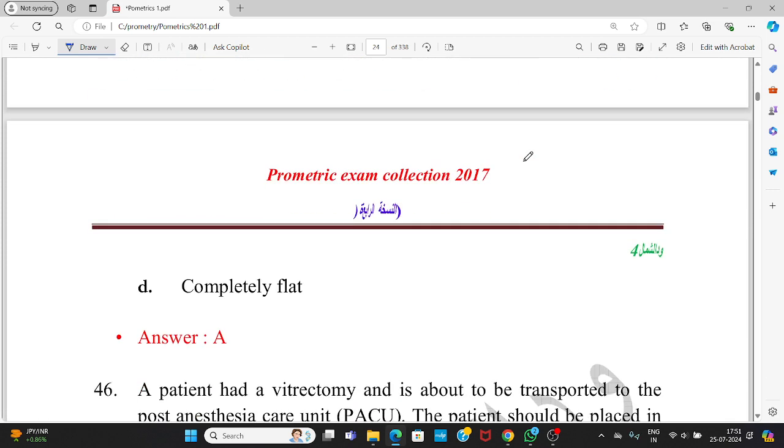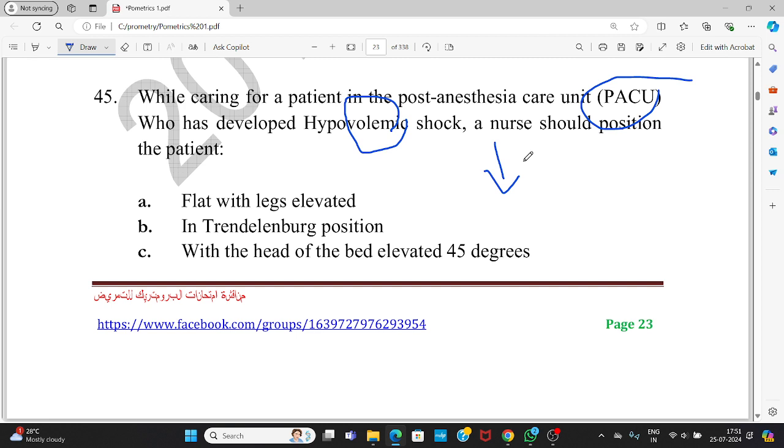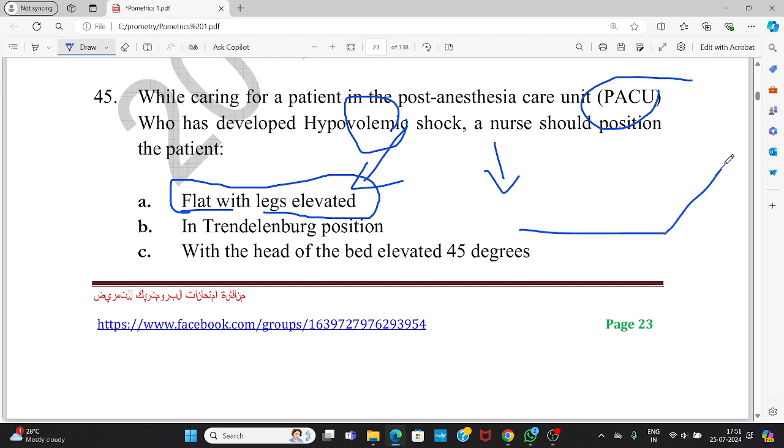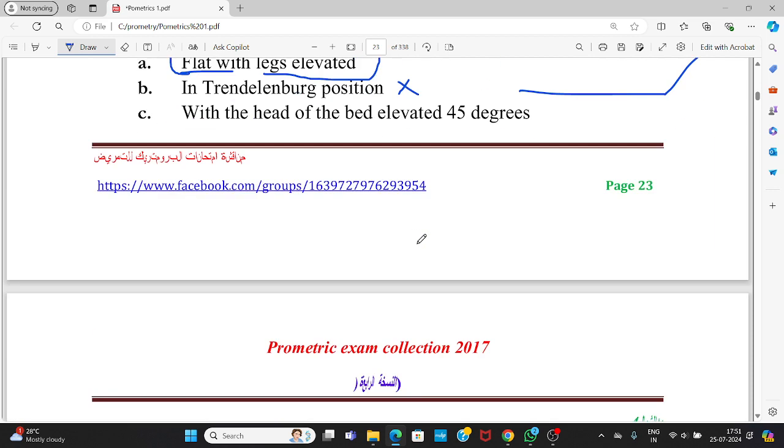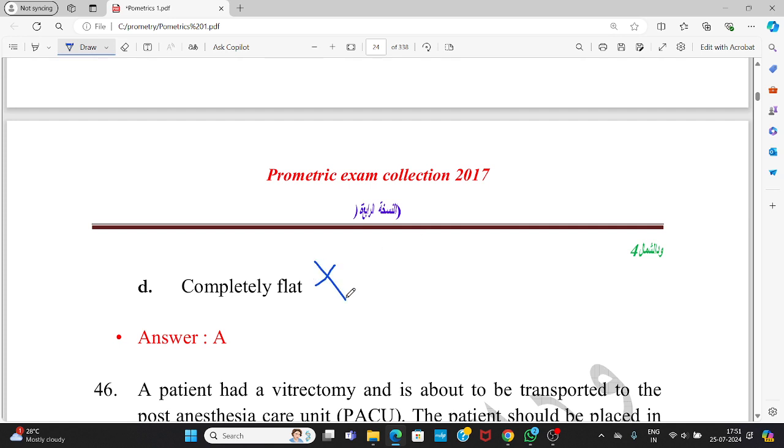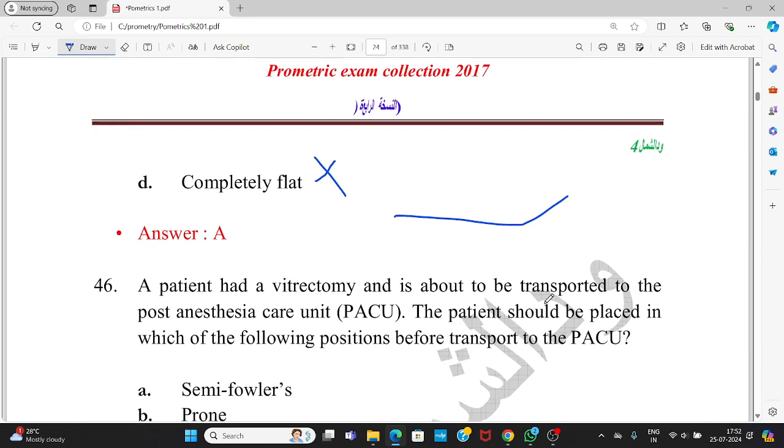This is very easy, and it's very commonly asked. The patient has to lie flat with legs elevated. When the patient is having hypovolemic shock, we should make sure that the legs are elevated. Trendelenburg position, no. With the head of the bed elevated at 45 degrees, no. And completely flat, absolutely no. So the patient has to lie flat with legs elevated.